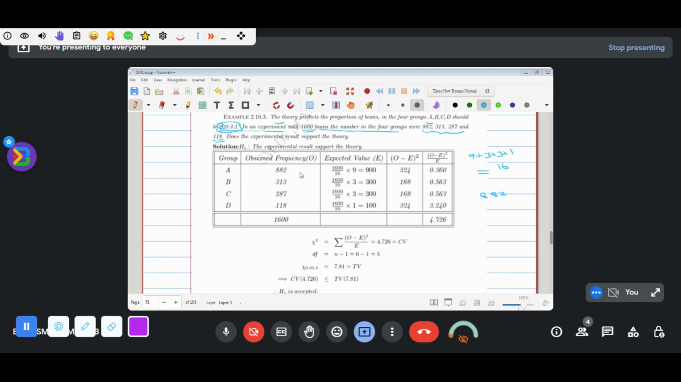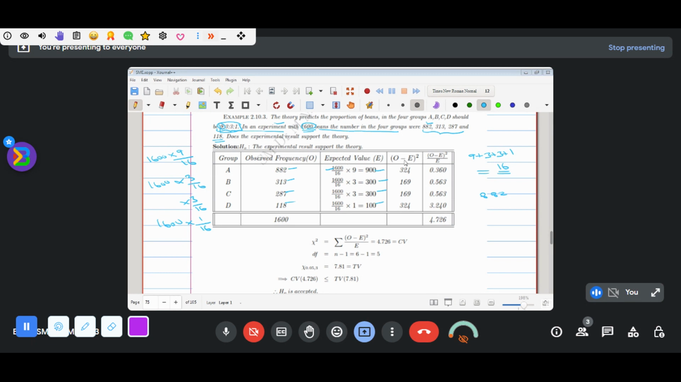These 4 values are called observed values, and the total is 1600. Using this 1600 and the corresponding ratio, 9 3 3 1 is 16. Then what is the corresponding value? 1600 into 9 by 16. That is the calculation. What is the next value? 1600 into 3 by 16. 1600 is common and the remaining calculation uses the given ratio. So complete all 4 values, then you get this result.